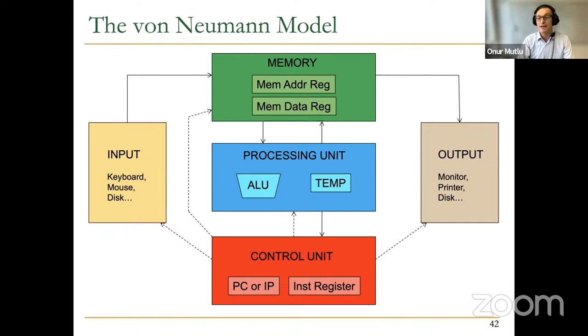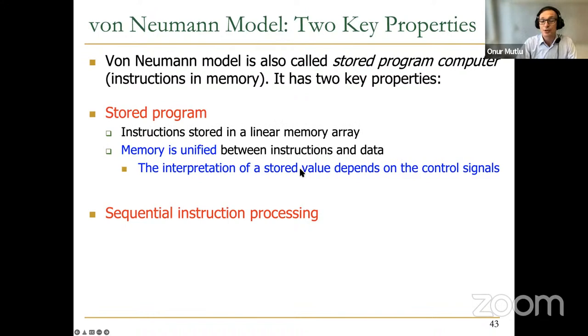You'd better have an instruction over there, of course, otherwise you'll have a bug in your program, right? So basically, the interpretation of a stored value depends on the control signals. And again, I will repeat this. If the program counter or instruction pointer points to a memory location, and then the fetch process gets started, that location in the memory is treated as an instruction.